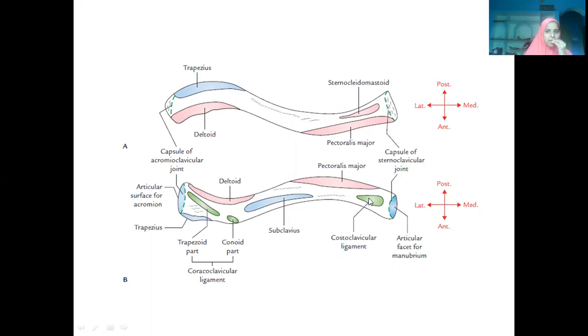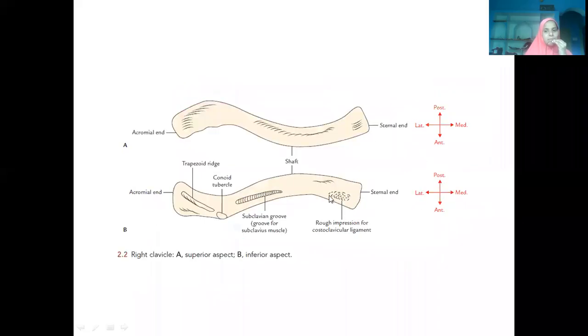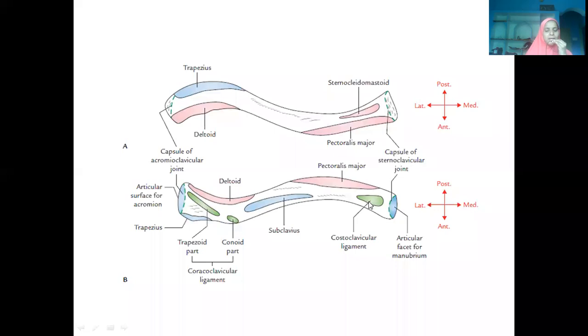Then on the inferior aspect, in the previous picture, we have seen there was one roughened ridge, no? Rough impression. Okay, so I told you we have a ligament there connecting the first rib to the clavicle, and the name of this ligament is costoclavicular ligament.